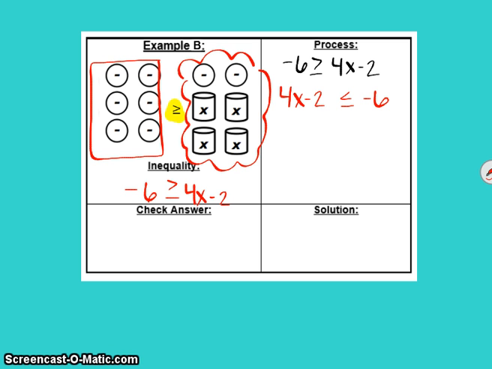So 4x minus 2 is less than or equal to negative 6. And if I were to read this backwards, it says negative 6 is greater than or equal to 4x minus 2, which is exactly what it says on top. So now I have to solve this.